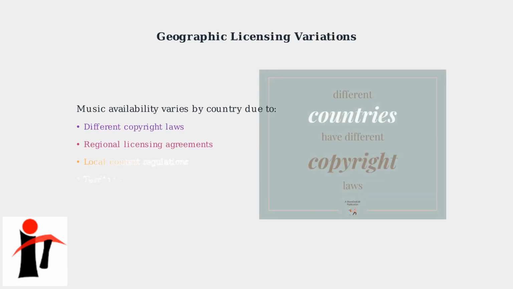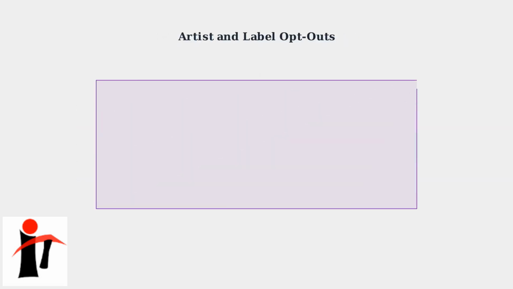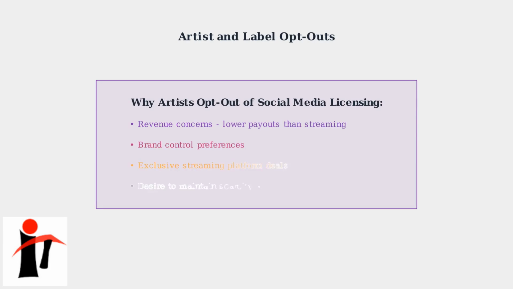Music availability varies significantly between countries. Different copyright laws, regional licensing agreements, and local content regulations mean a song available in one country might be blocked in another. Some artists and labels choose not to participate in social media licensing programs. They may have concerns about revenue, want to maintain brand control, or have exclusive deals with specific streaming platforms.